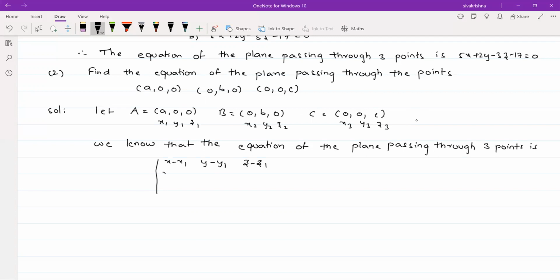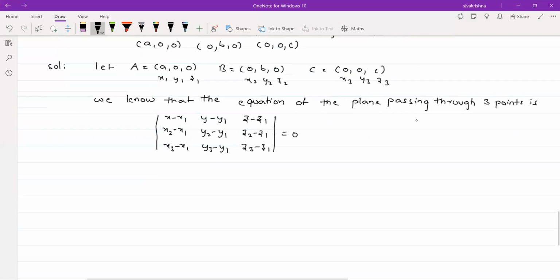This is the first row, and in the second row x2 minus x1, y2 minus y1, z2 minus z1. This is the second row, and in the third row we have x3 minus x1, y3 minus y1 and z3 minus z1, is equal to 0. Okay, so now we have to substitute the values.